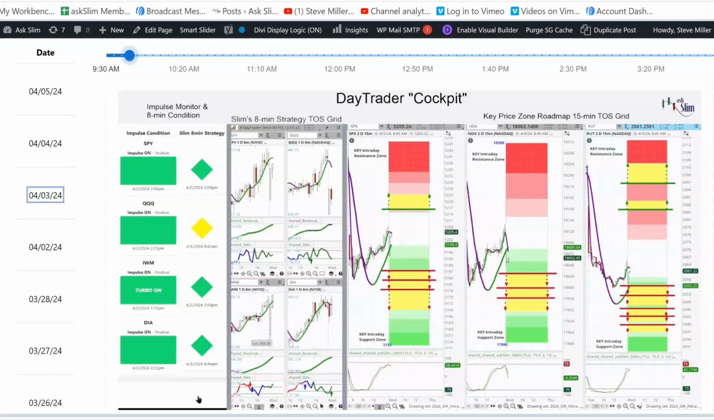So let's look at what we have right over here, and you can see the IWM says turbo on. What that says to us is that for a brief period there is extra energy, and in this case extra buying, coming in that direction. You can see the charts as they begin to form in here, and when you get into the white area, it's kind of a middle area where there's no support, no resistance, could easily move in either direction in there.